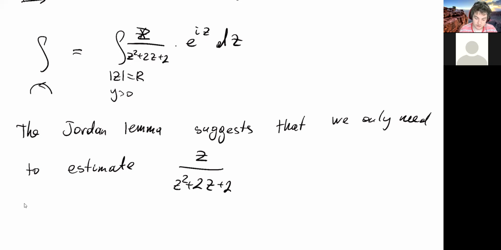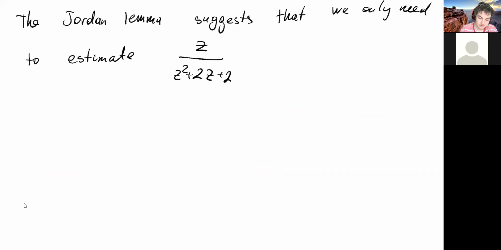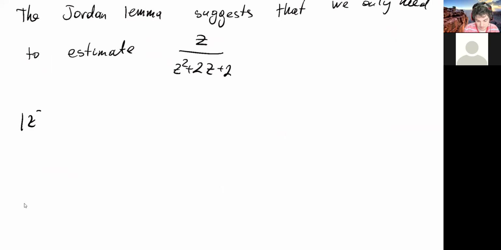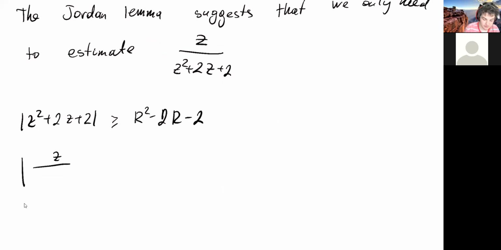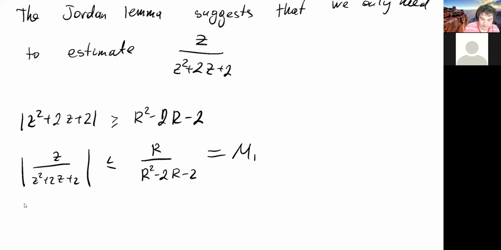And this is our regular thing. I'll do it quickly because this is on YouTube already. We already have this example, and we know that it's bigger than r squared minus 2r minus 2. And so this is therefore less or equal than r divided by r squared minus 2r minus 2. So this will be my m sub r, and this goes to 0.